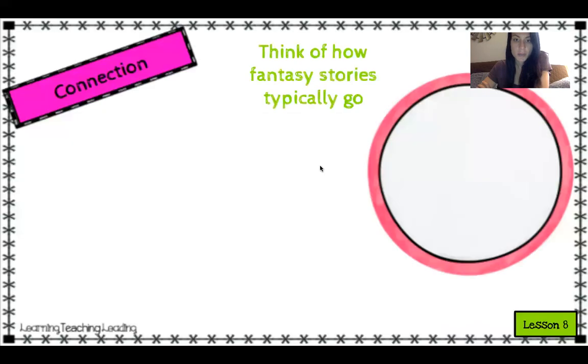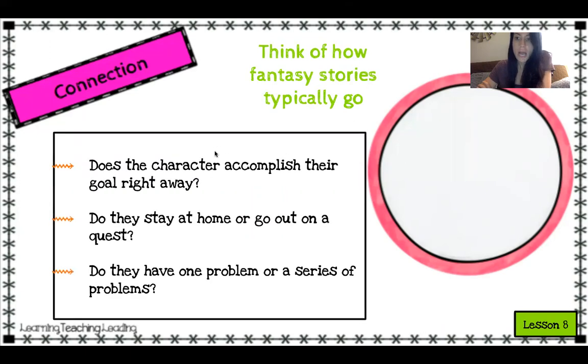All right, so our connection today is to think how fantasy stories usually go. Think about how any fantasy story you've read usually goes. I think of these things when I read my fantasy books. Does the character accomplish their goal right away? Usually in a fantasy book, every character has a goal, okay? Their goal is to do something big, okay? To, like, think of The Paper Bag Princess. Her biggest goal was to get the prince back from the dragon, okay? And she had lots of obstacles to get her there.